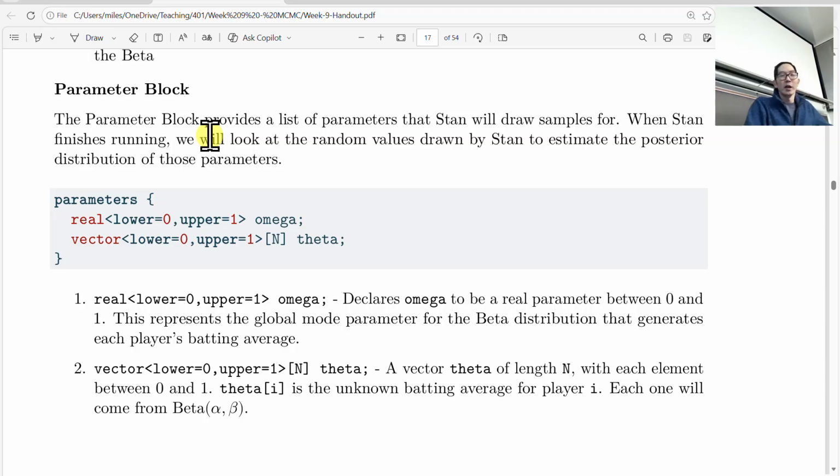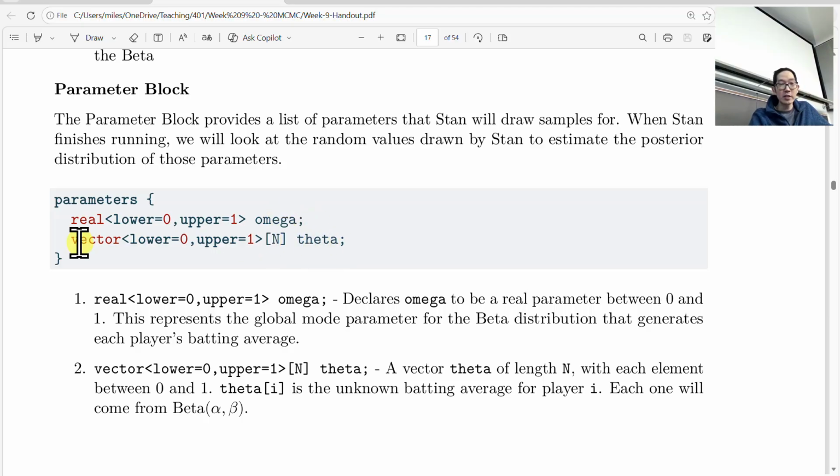Okay. All right. We want posterior distributions. We want Stan or RStan to generate random values from the posterior distribution of omega and the random values for the posterior distribution of theta.